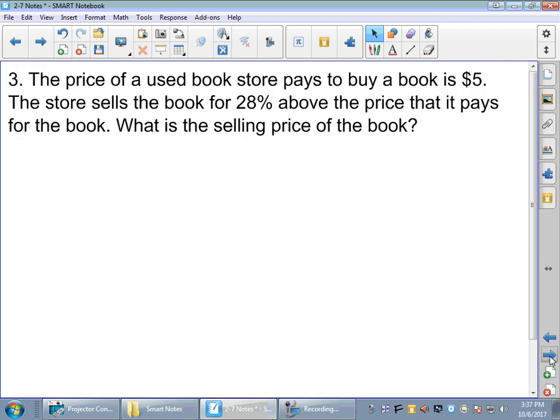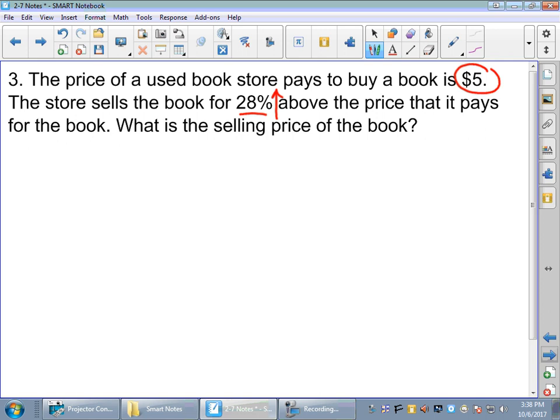The price a used bookstore pays to buy a book is $5. So the used bookstore pays $5 to get a book. The store sells the book for 28% above the price that it pays for the book. So it's going to mark up that book price 28% above the price that it pays for the book. What is the selling price of that book?